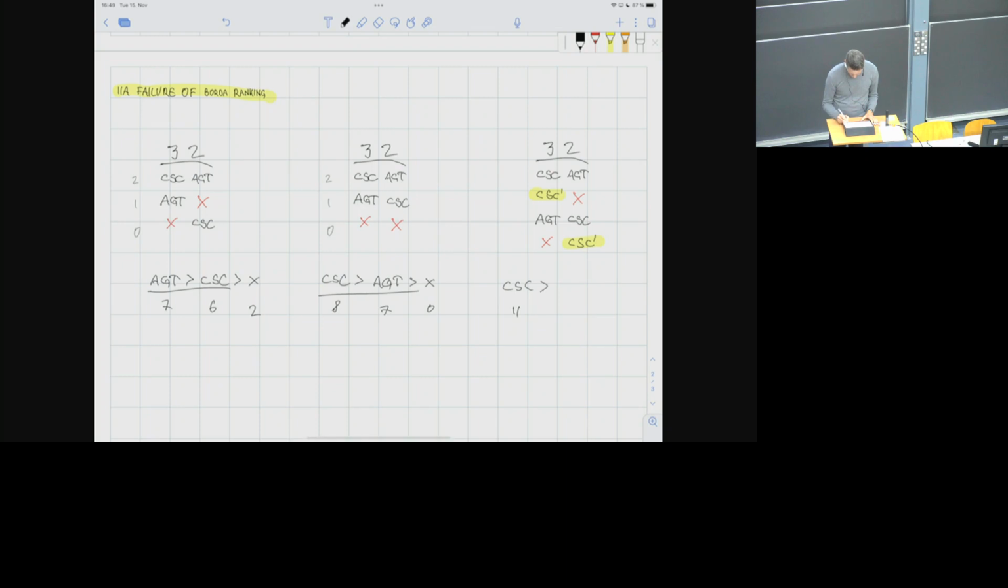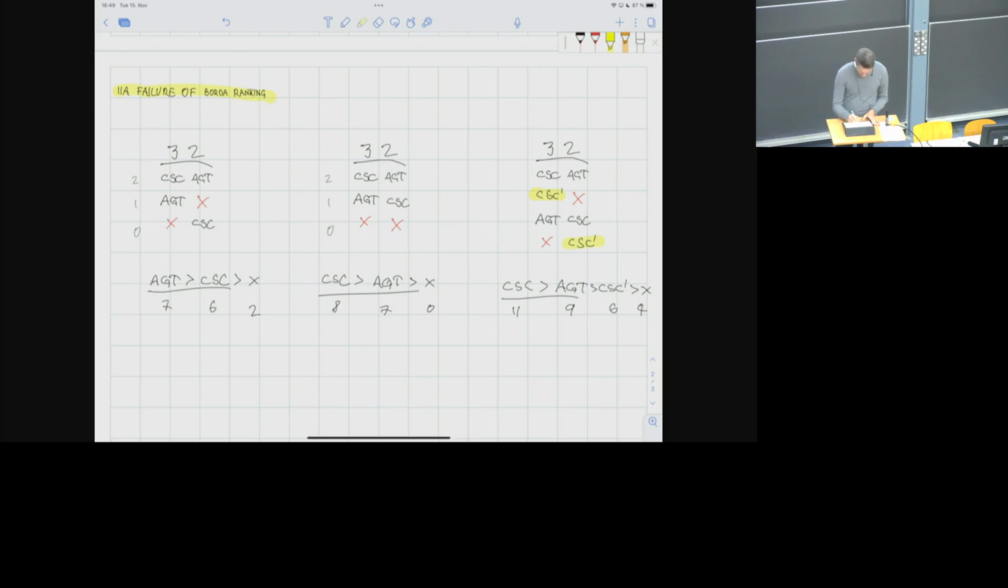The relative score, or the Borda score for AGT is now, or is still 9 now. Oh, it is now 9. It was 7 before, but now it is 9. And of course, then these other courses can be ranked as well. So it's then CSC prime, and course X is still last ranked, 6 and 4.